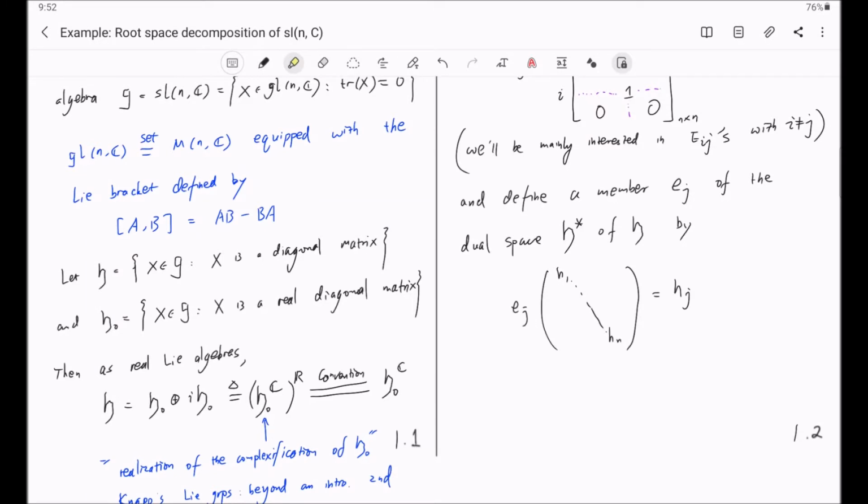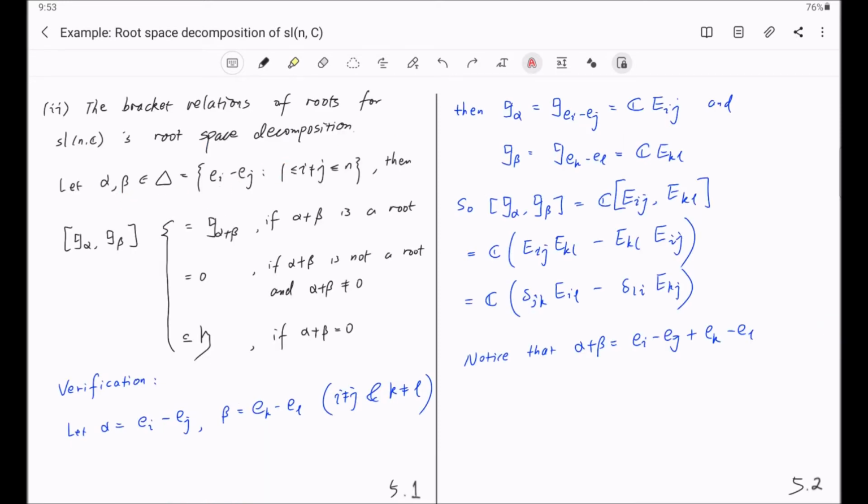Remember, at the beginning, we introduced this notation H0, which is a real Lie algebra of G consisting of all the real diagonal matrices. And I also mentioned its relation with this H without zero. However, some of you might have already noticed that we have never used this notation again. Now we are going to use this. This notion will be used to define a positivity on the set of roots.